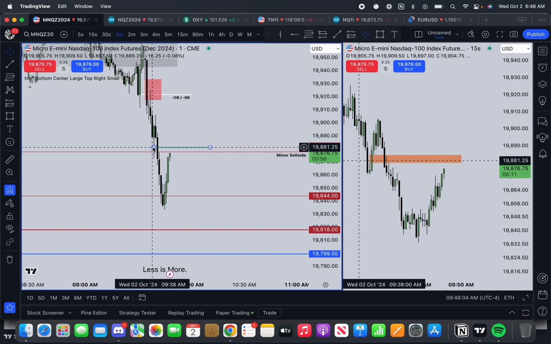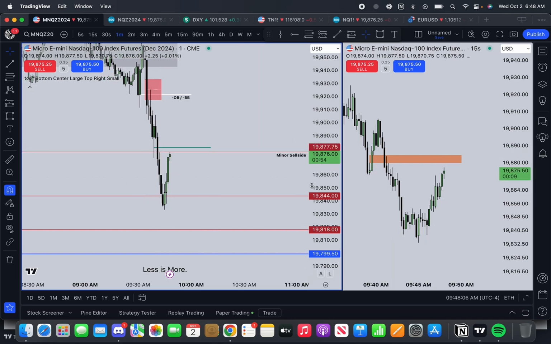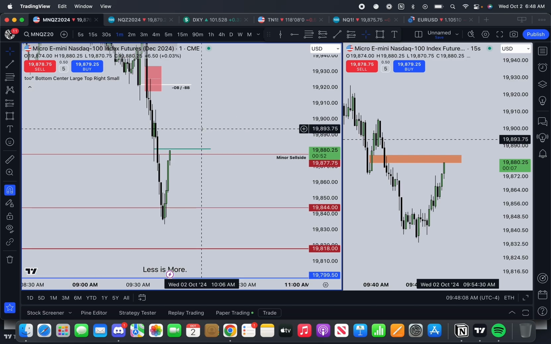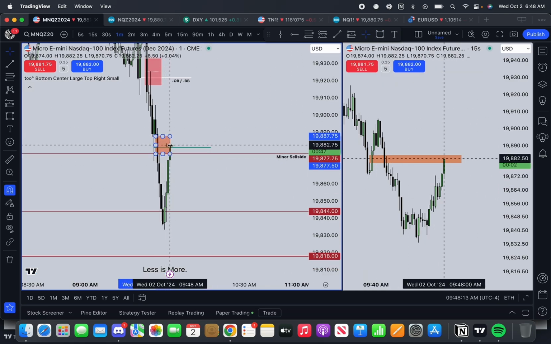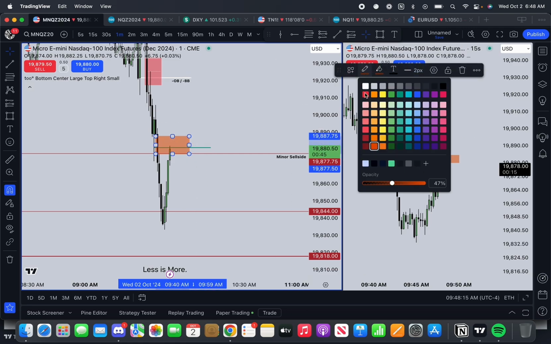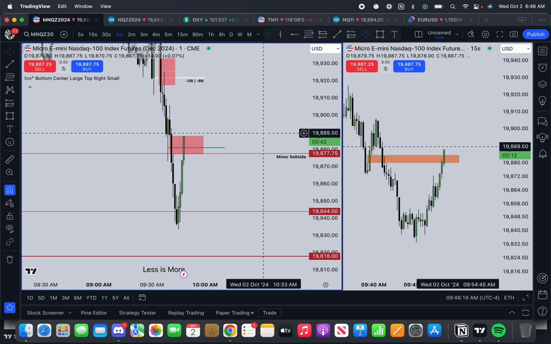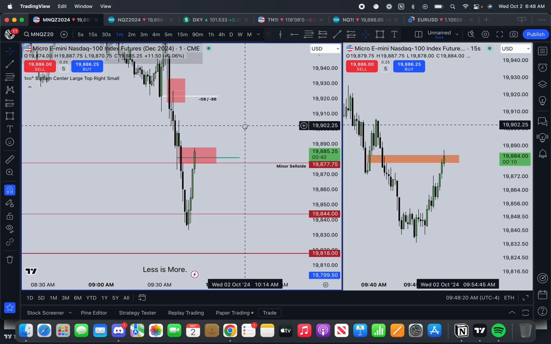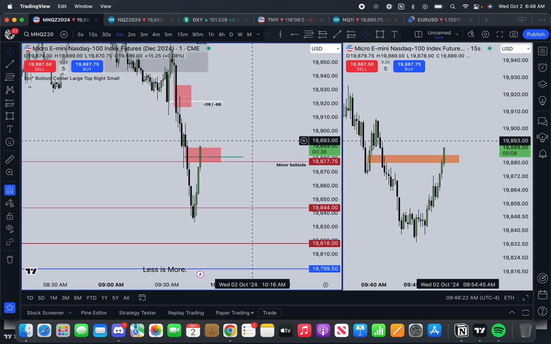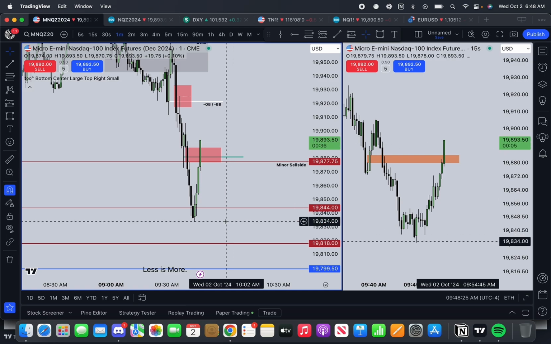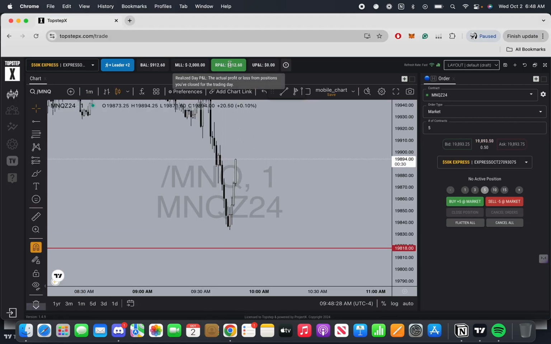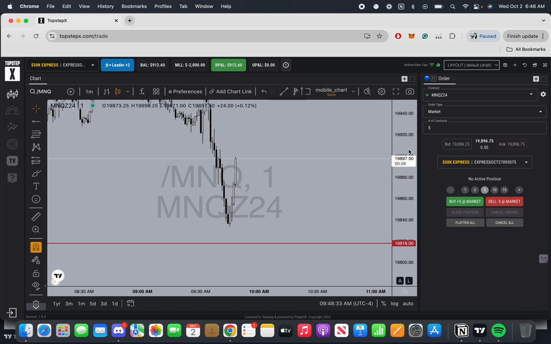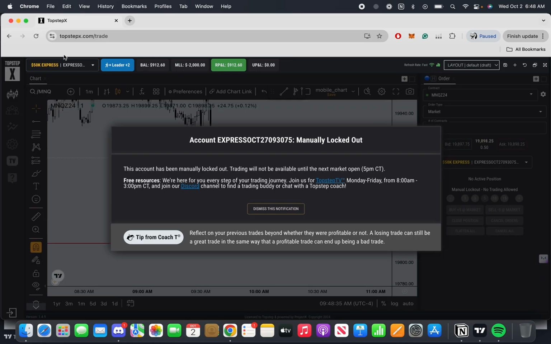Just remember, I'm watching the midpoint of this long wick. I don't want to see it close above it. We have this fair value gap here on the 1 minute. And okay, I get stopped out for the rest of my position, so end of day there. Pretty good day for the first day on these funded accounts. I'm gonna lock myself out.